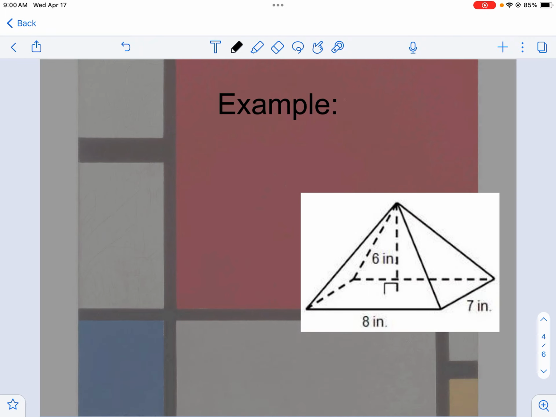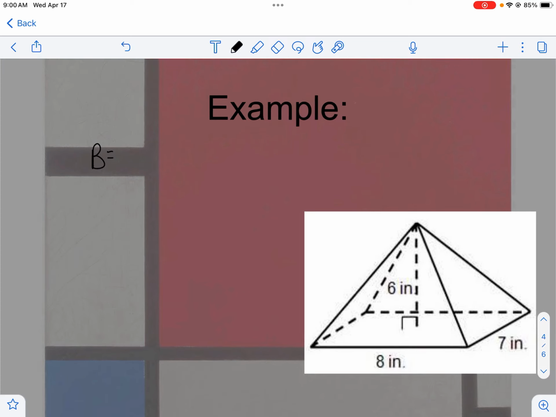Here's an example. We have a B and an H line to fill in. Let's go ahead and do that. The B again stands for my base, being the area of the base, right? So B is equal to, if I want to find the area of something like this, that's a rectangle, so I'll just go 8 times 7, length times width, right? I'll get my area is 56, and then I'll have my height being 6 inches.